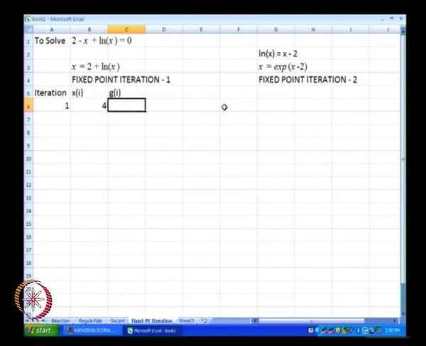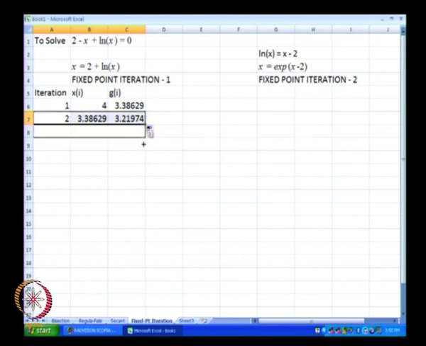g of x_i is going to be nothing but 2 plus ln of x_i, and this is what we get. At the second iteration, x_(i+1) is nothing but g of x_i. So this is going to be equal to this, and as you see, implementation of fixed point iteration is so much simpler in Excel compared to any of the other methods, and that is all we need essentially.